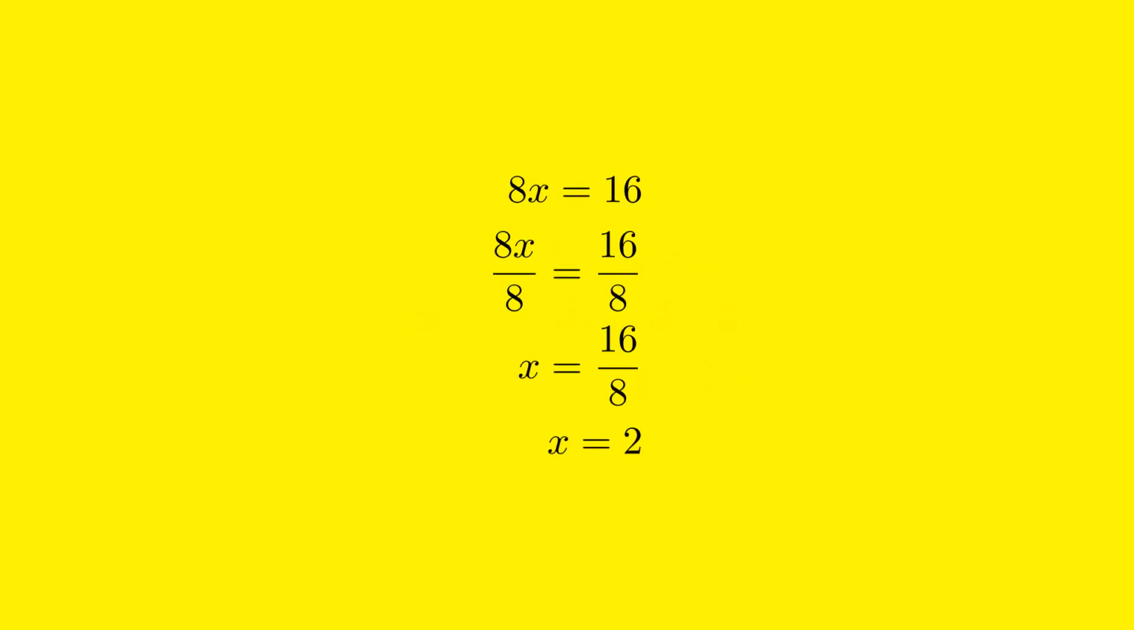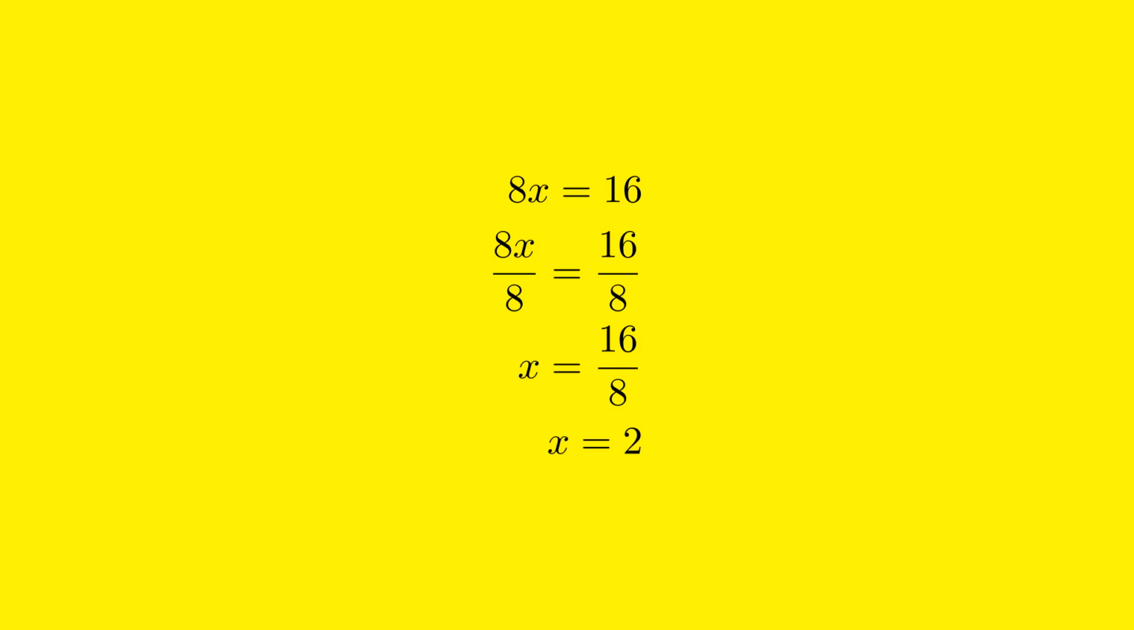Step 2 continues the process of isolating the variable x. At this point, we have the equation 8x equals 16. To solve for x, we need to remove the coefficient of 8 from the left side. This will make x stand on its own. The coefficient is the number that is multiplied by the variable x. In this case, it is 8. To isolate x, we divide both sides of the equation by 8.